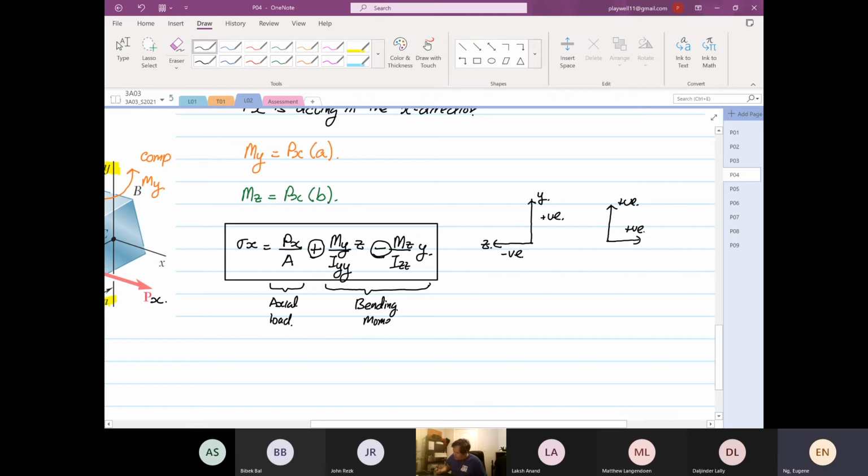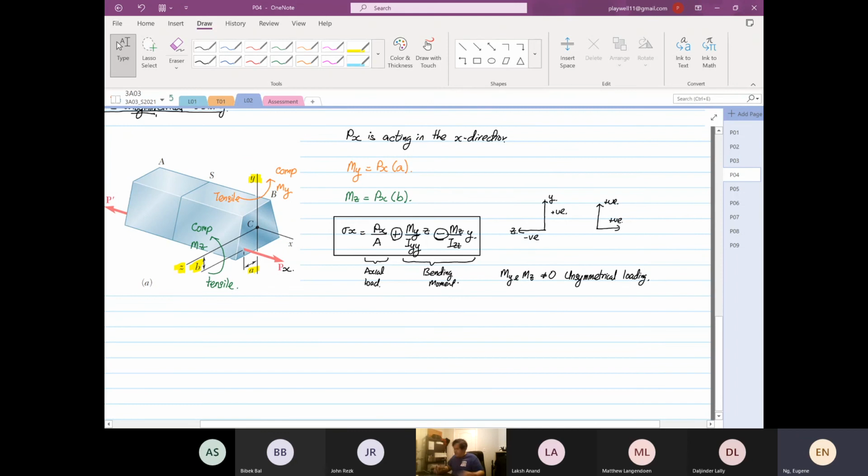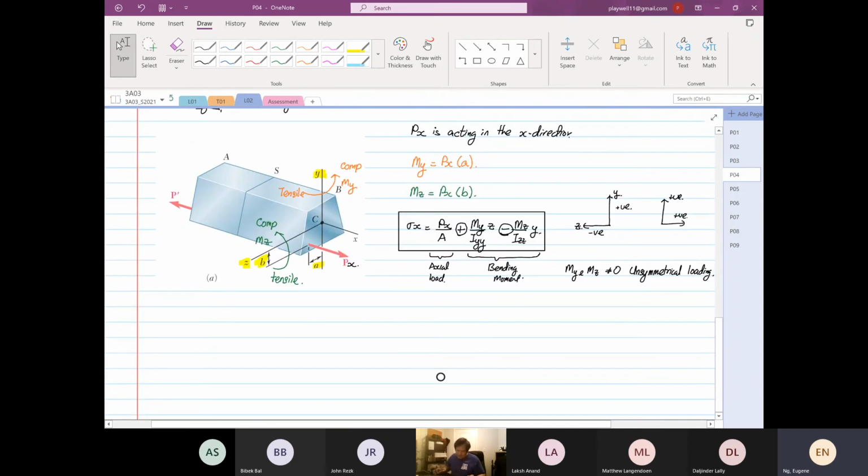And when we call it unsymmetrical, it's because of what? Now we have two moment vectors, not one, we have two. That's why when you see My and Mz both not equal to 0, then we classify it as unsymmetrical loading. Okay, so that's all the theory. We are going to do one example. It's really straightforward.